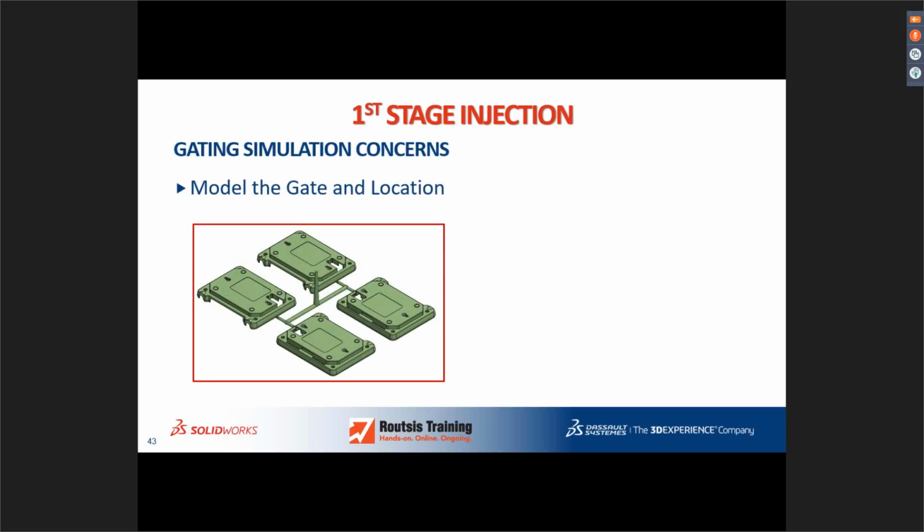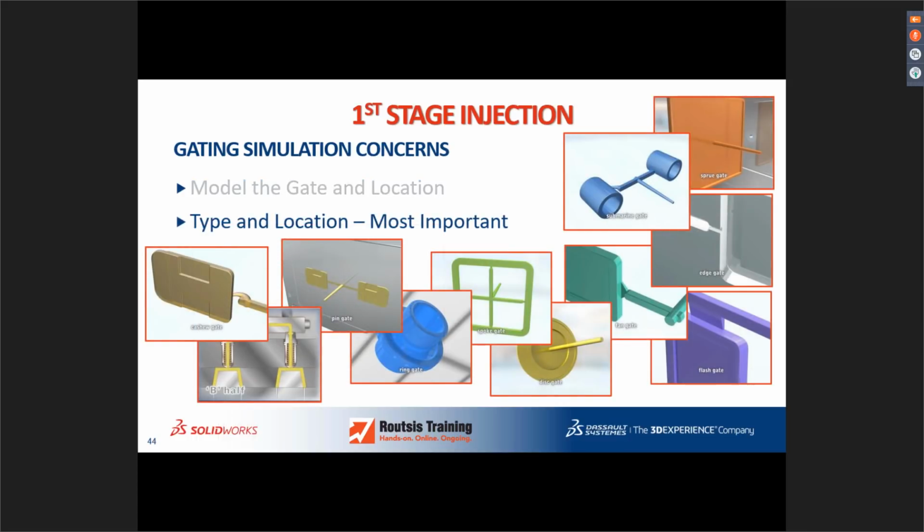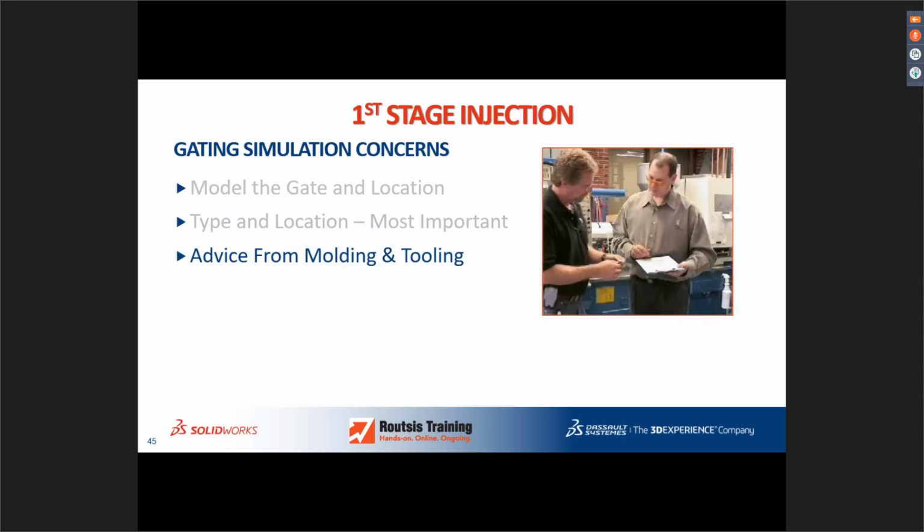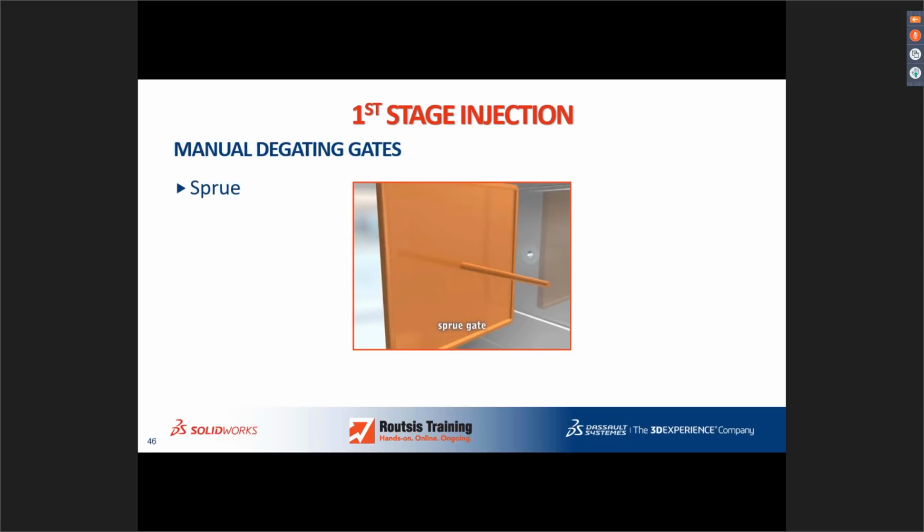Now, probably the most important thing you can do with simulation is determine the gate type and location. Gate type and gate location are the two most critical things on any injection molded plastic part. I'm going to go through a bunch of those in just a moment, just to show you what we have available to us. It's also a good idea to get some other people involved so that they can give you their feedback on how things fall into their realm of things. Now, I'm just going to run through some typical gates.